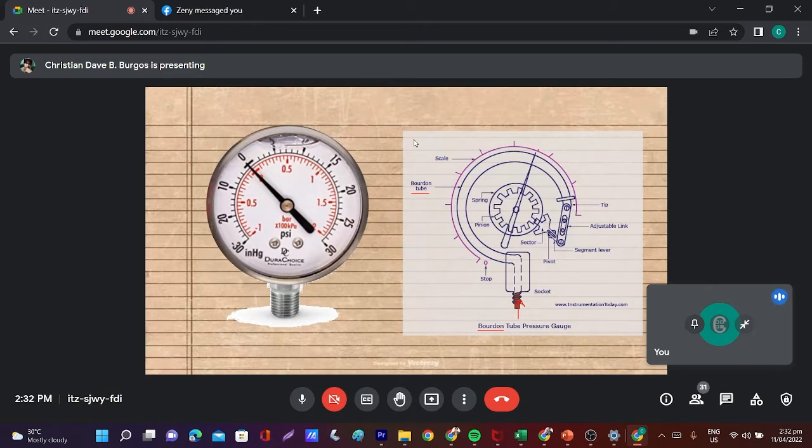Oval po, oval. Opo. Opo, C po. Galing po dito sa indicator. Yun na po. Okay na po yan. Yun po yung pinaka-explanation po.